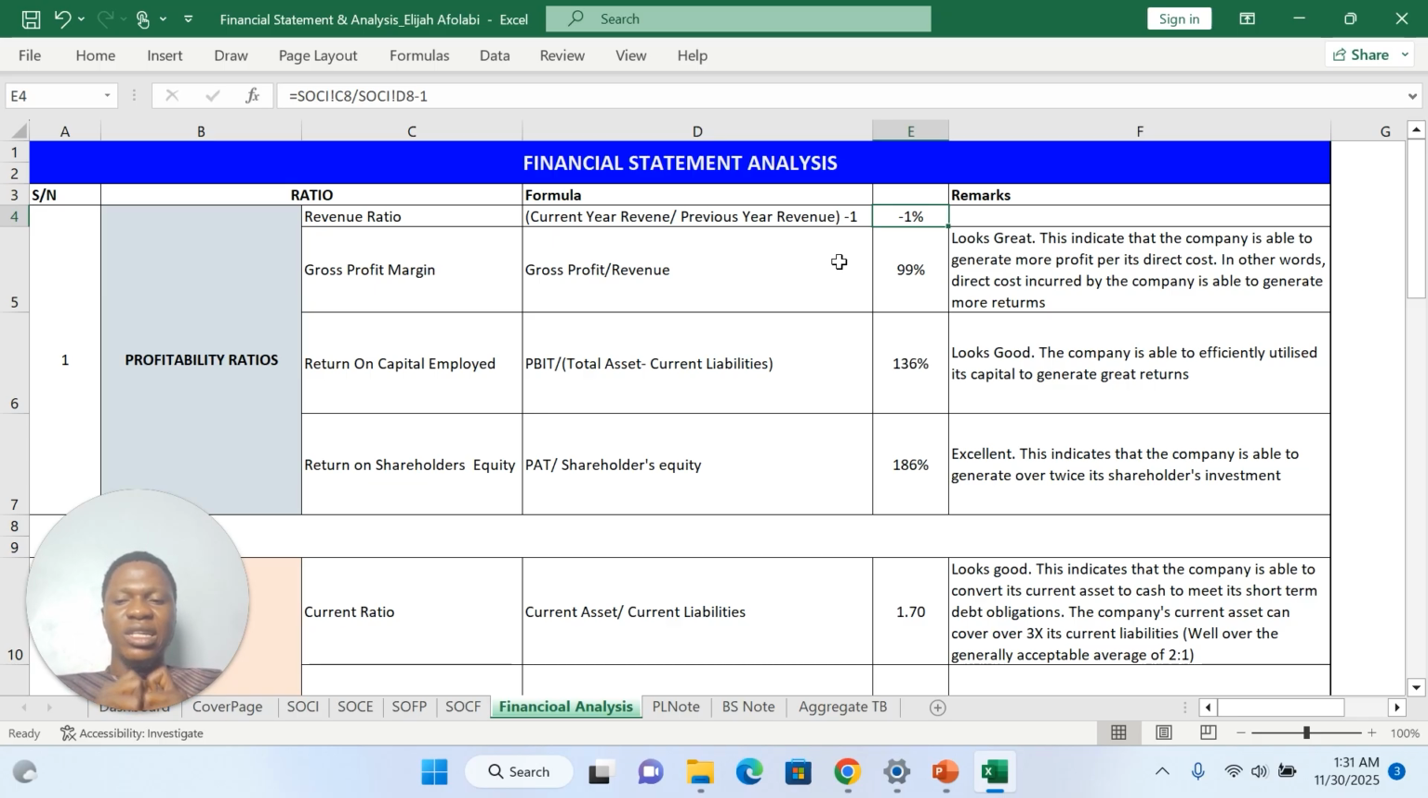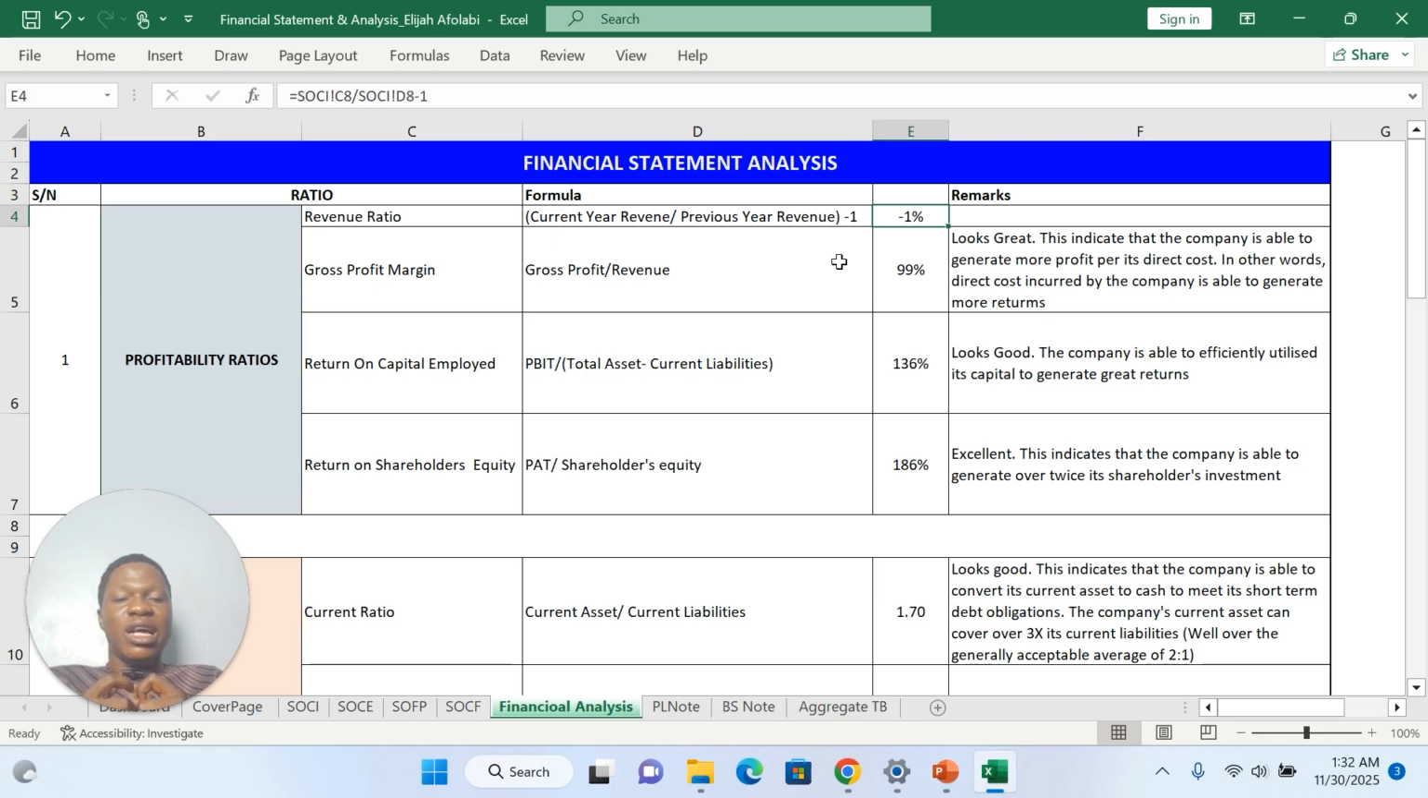It tells us the amount of profit you are able to make, right, after deducting your direct cost from your revenue. And that is why the simple formula for calculating that is gross profit over revenue. From the financial statement that was shown earlier, it shows that the gross margin of Ailey Finance is 99%. What does that mean? It means that for every $100, for instance, of revenue earned by the company, they are able to make 99% as gross profit.